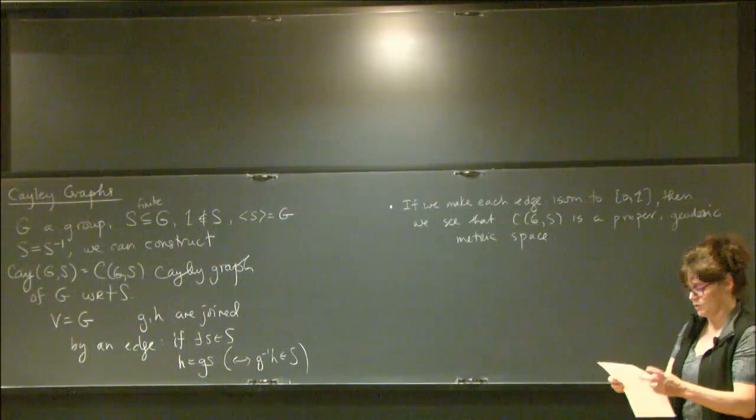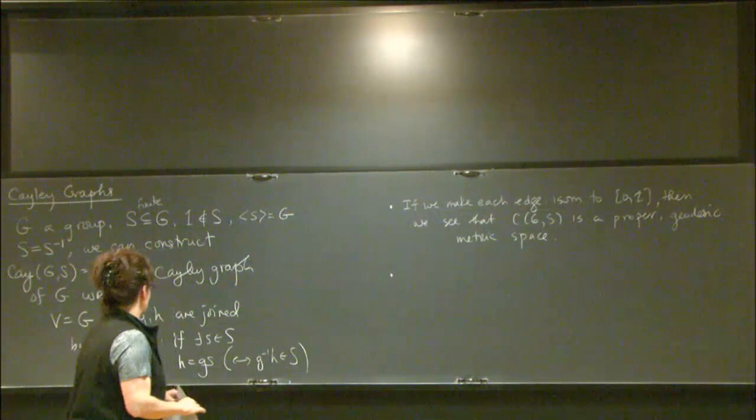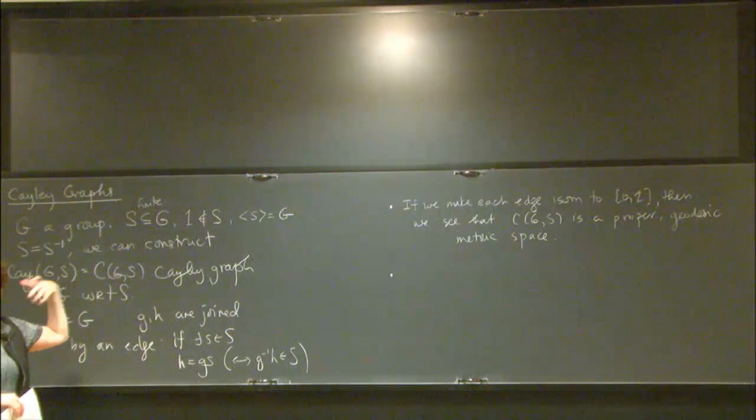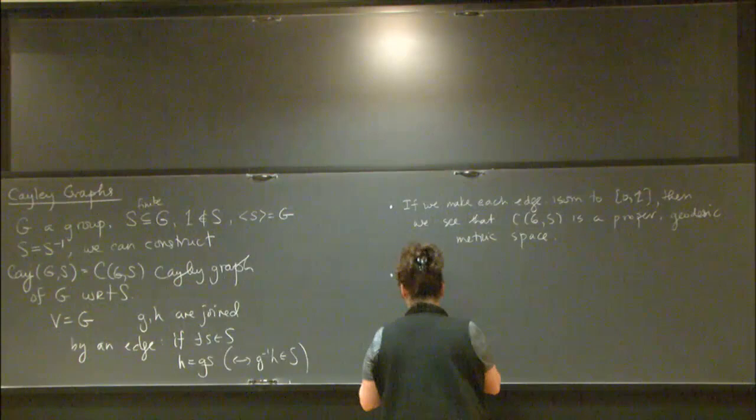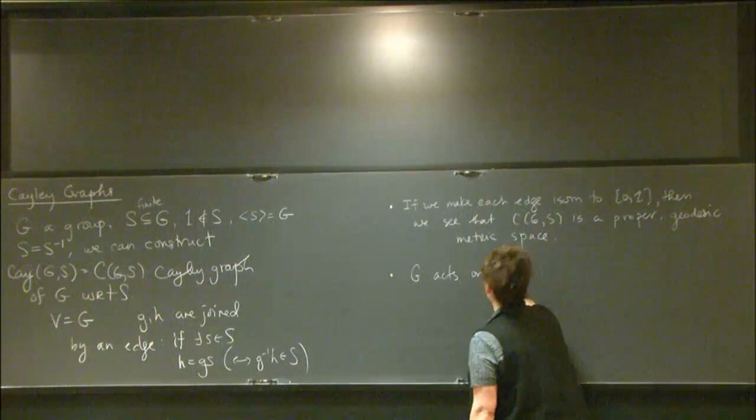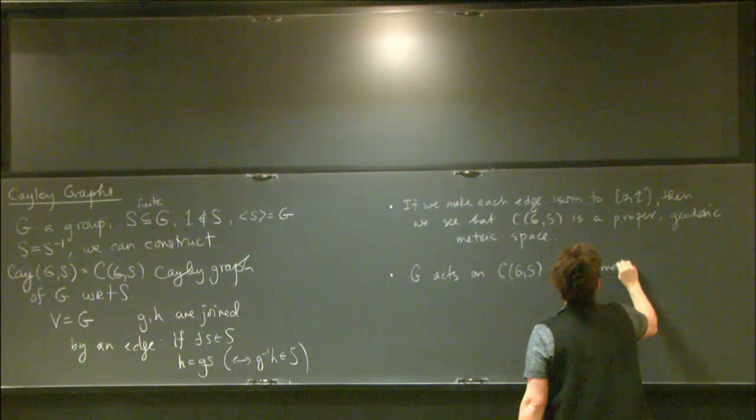The second thing, which I thought was a cool thing the first time I saw it, is that you can do this construction for any subset, and a geometric way of thinking about the subset generating is that this graph turns out to be connected. That's a typical way of thinking in geometric group theory. And then G acts on this graph by isometries via left multiplication.